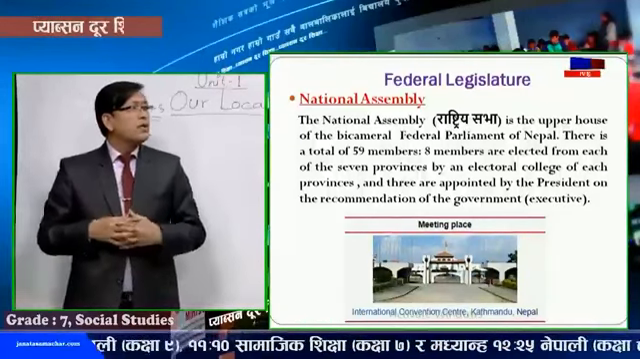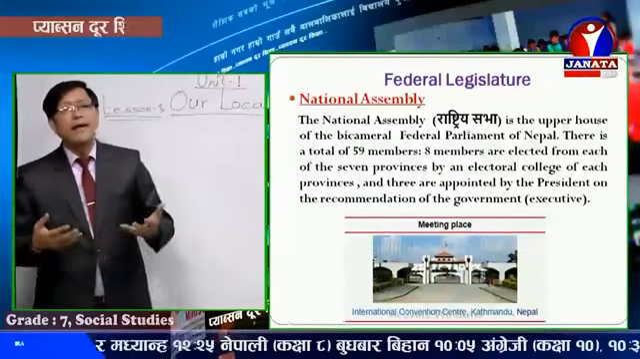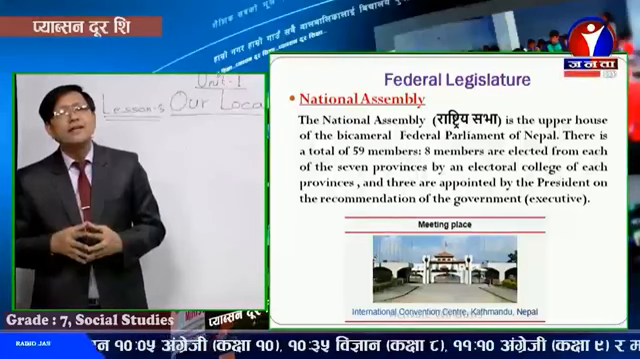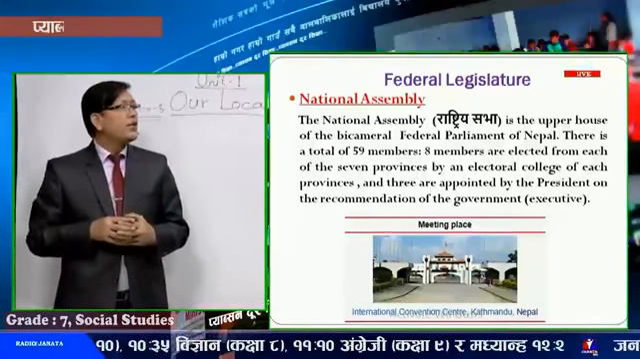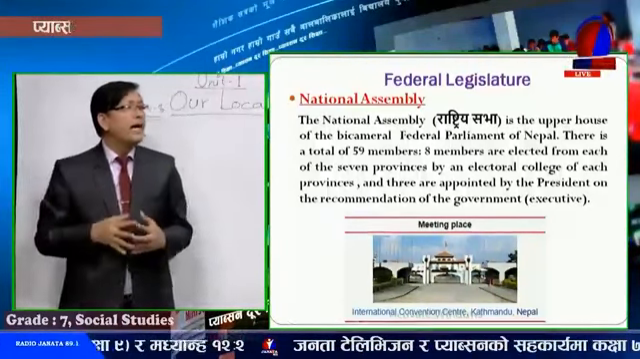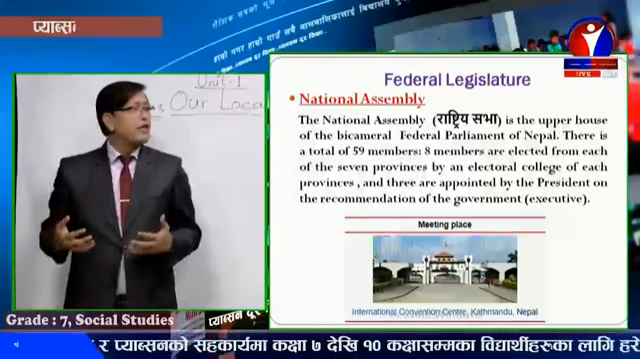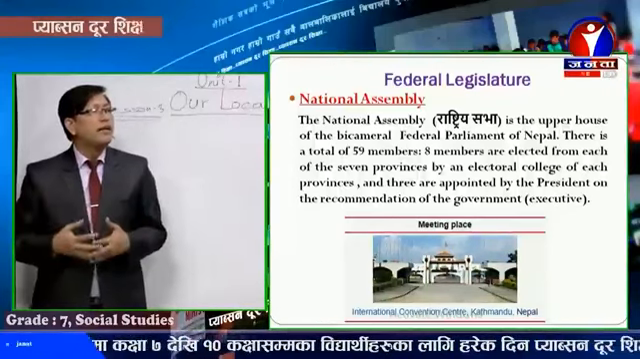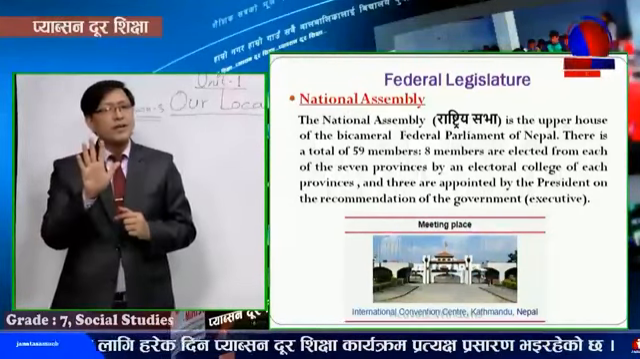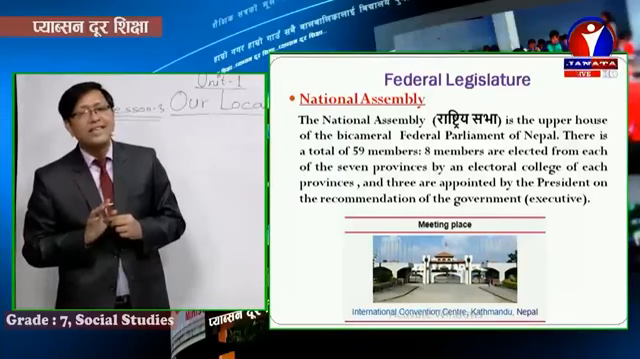So there is a total number of 59 members. Boys and girls, anyone may ask you how many members are there in the National Assembly. Then get the point. There are 59 members in the National Assembly. Keep in mind. And do you know, 8 members are elected from each of the 7 provinces by an electoral college of each province. And 3 are appointed by the president on the recommendation of the government or executive. Let me tell you, boys and girls, how many provinces we have? 7 provinces. All right. And from one province, 8 members are elected from the electoral college. 8.